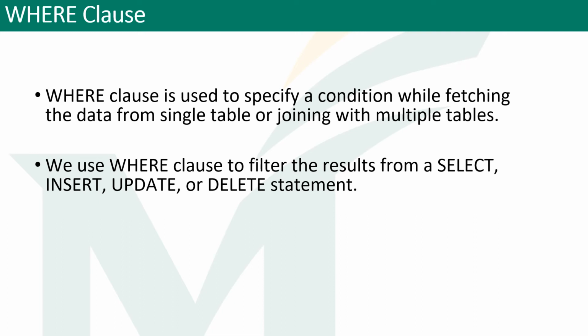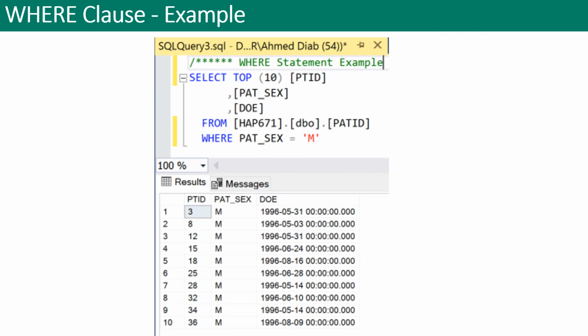The second data cleaning clause that we are going to present is where clause. It's used to specify a condition while fetching the data from a single table or joining with multiple tables. We use where clause to filter the results from a select, insert, update, or delete statement. As you can see from the SQL query example, we utilized where clause in the HAP671 database in order to select a couple of columns by filtering the patient ID for males only.